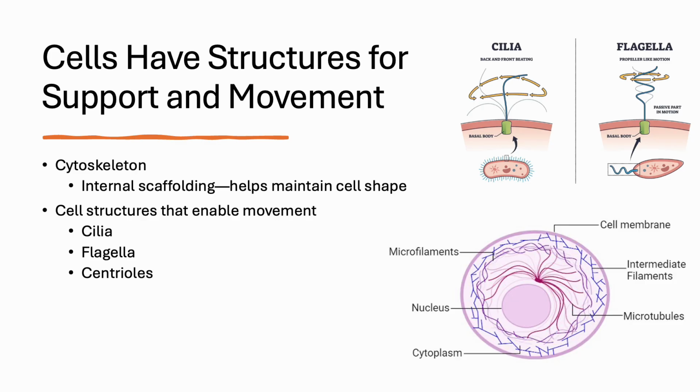In addition to internal support, cells can move or manipulate their environment using specialized structures. Cilia and flagella are extensions that beat or whip to produce movement, either moving the cell itself or moving materials across the surface. Centrioles, short cylindrical structures located near the nucleus, play a critical role in division by organizing the spindle fibers that separate chromosomes. Together, these elements ensure cells can adapt, change shape, divide, and interact with their surroundings, which is vital for processes like tissue development, immune response, and reproduction.